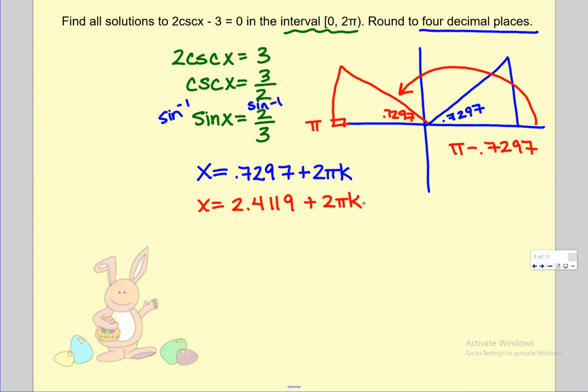So it's going to repeat every period. Oh, actually, we just needed the interval 0 to 2 pi, so I don't even need that. Take it off. It didn't say all solutions there. I was just giving you a little extra for free. All right. Questions on those? Okay.